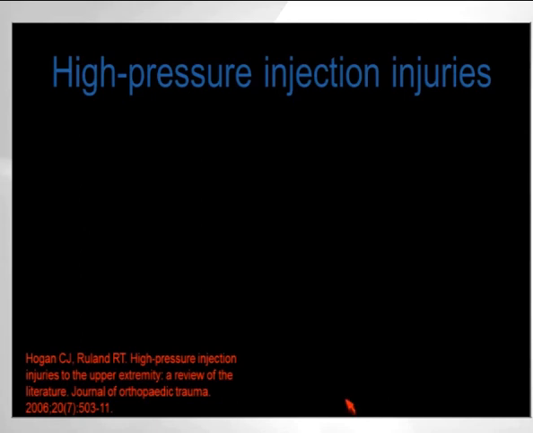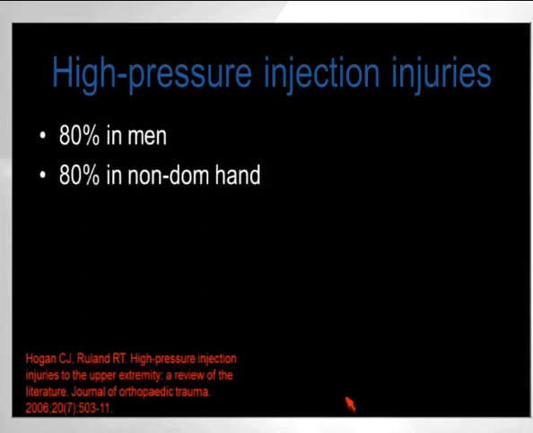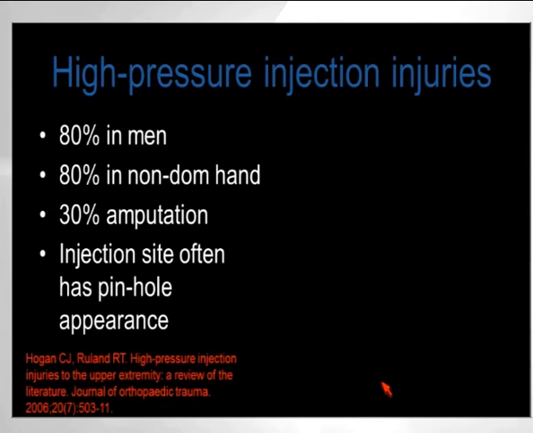High pressure injection injuries are usually seen in men. They usually occur in the non-dominant hand, and unfortunately up to 30% of these injuries require some sort of operation. Because the surface injury or the skin defect that is associated with these injuries, the skin injury is very, very inconspicuous in many cases because it typically has a pinhole appearance. But the full extent of the injury is usually much larger than the physical exam may suggest. And that is why these injuries are always surgical emergencies and require the consultation of an experienced surgeon.